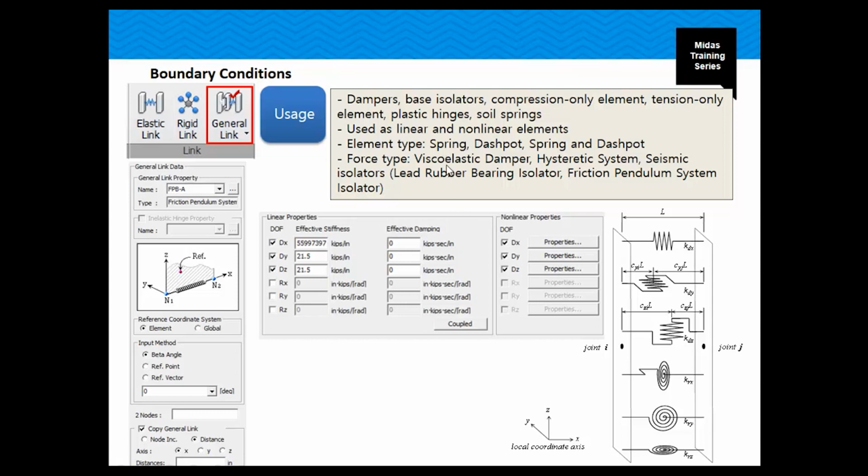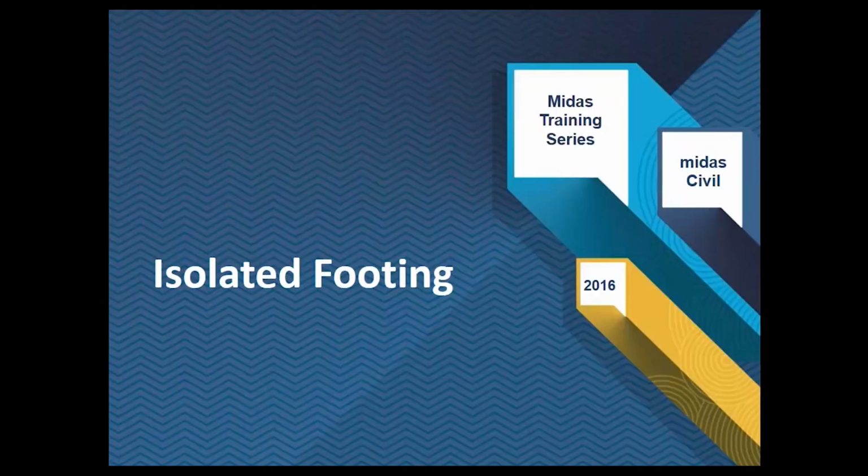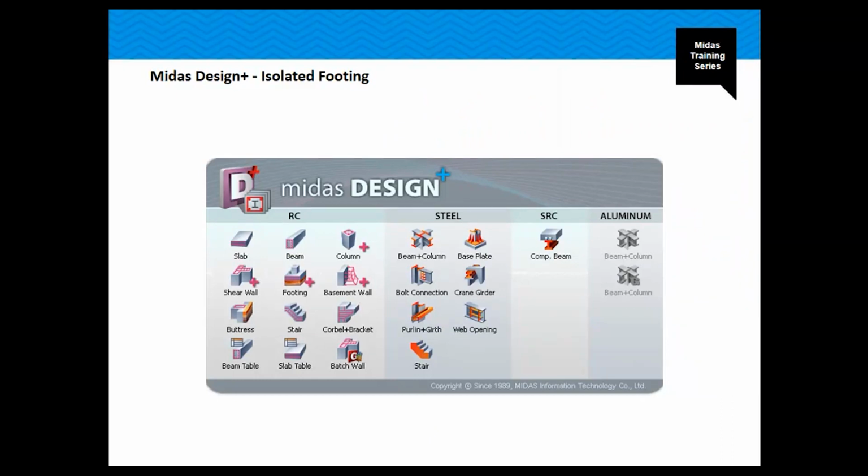We have viscoelastic dampers, hysteretic systems, and seismic isolators such as lead rubber bearing isolators, or the friction pendulum system that's used on the West Coast, in the high seismic zones in the U.S. Also, another part of the substructure is the footing or the foundation.